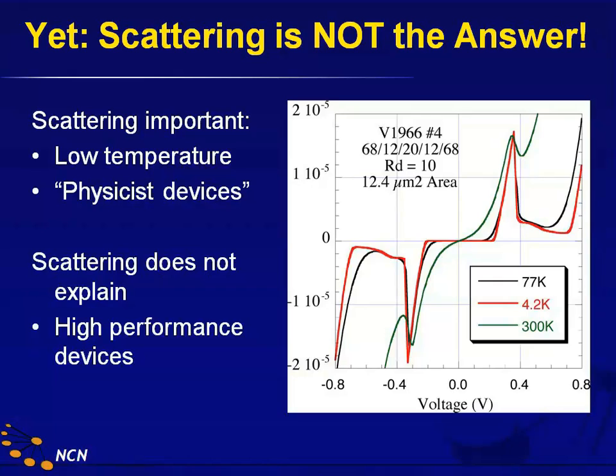So instead of turning on at 4 Kelvin at roughly 0.75, at 77 it turns on somewhere at 0.6 or so. And then at room temperature, it turns on at roughly 0.4 volts. So the turn-on of the device changes dramatically with temperature. Okay? So the scattering does not explain this. You can do whatever you want in terms of increasing scattering strength inside the RTD. It will not give you this turn-on.